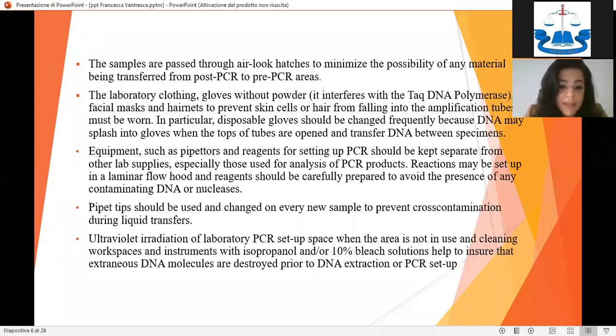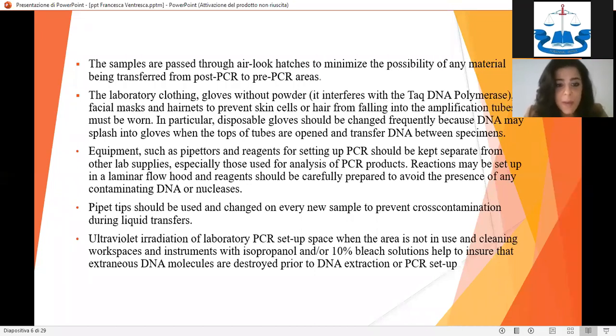The lab clothing, such as gloves, should be without powder because the powder could interfere with the Taq DNA polymerase. The facial masks and the hairnet must be worn to prevent skin cells or hair from falling into the amplification tubes, because they could contaminate the samples. In particular, gloves should be changed very frequently because DNA may splash onto gloves when the tops of the tubes are open and transfer DNA between specimens.